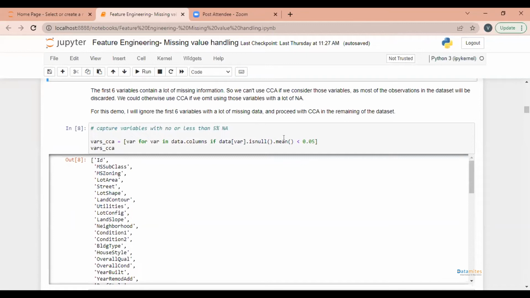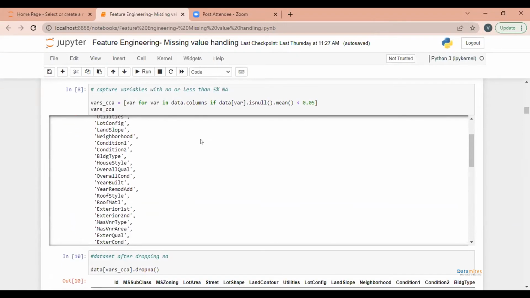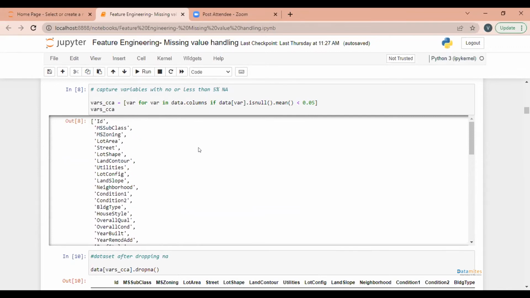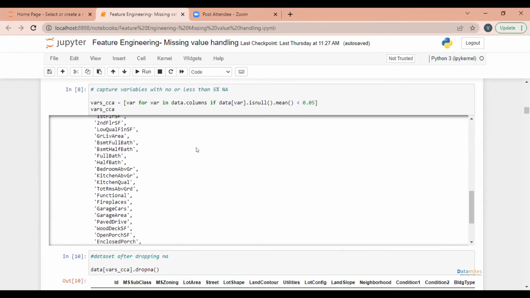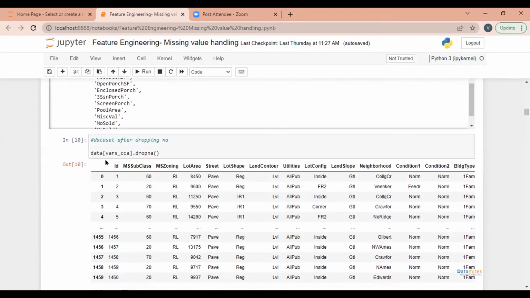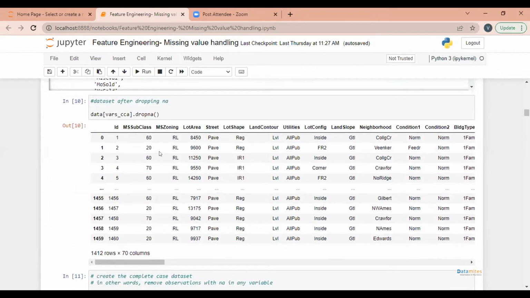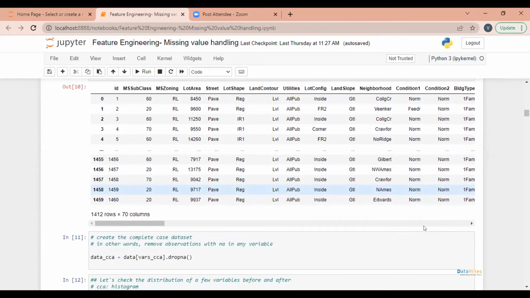To identify that, this is the code that you have used. Instead of putting the mean of the null values less than 0, I've put it as less than 5%. So this will reflect all the categories that have either 5% or less than 5% of missing values. And then directly we are using dropna because we want to remove the rows completely. So dropna we can use, and this is the data set that we have now after removing the null values.